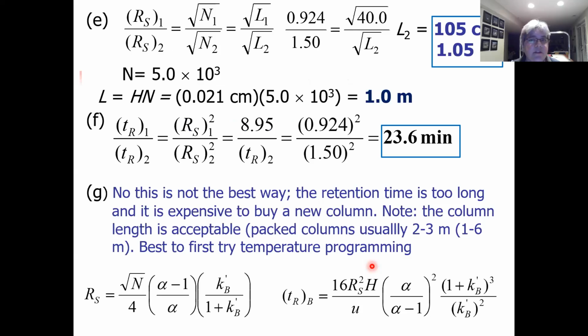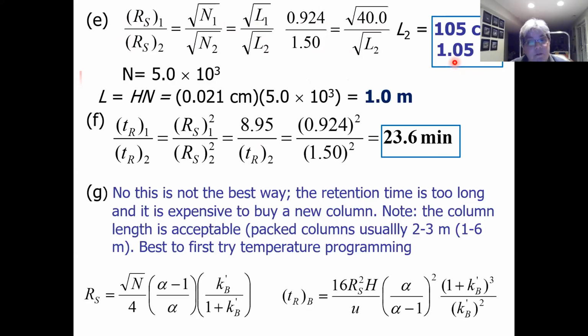The next question said, what length of column do you need to improve the resolution? There are 2 ways to do this. By far, the easiest way is to use this one. It comes from this big equation, but you should use this form where R1 over R2 is equal to the square root of L1 over L2. Then it's just this simple equation. You solve for L2 and you get either 105 centimeters or 1.05 meters.